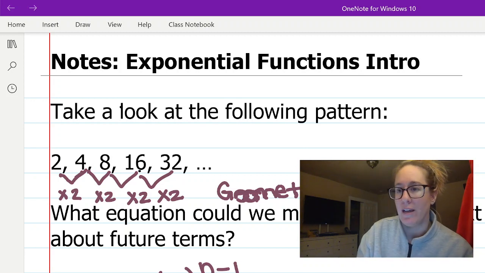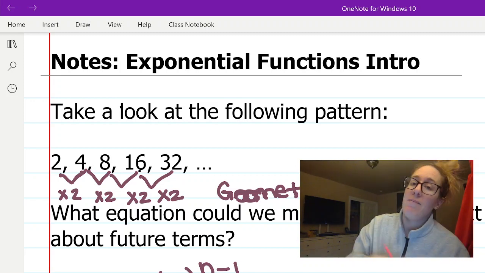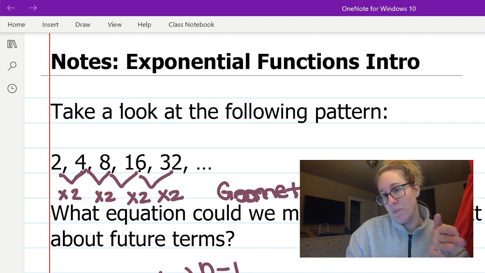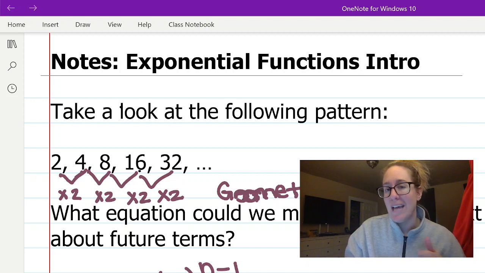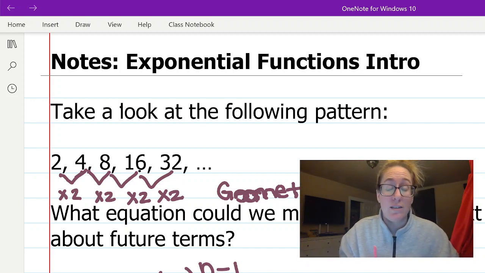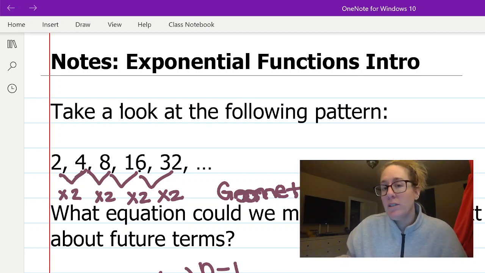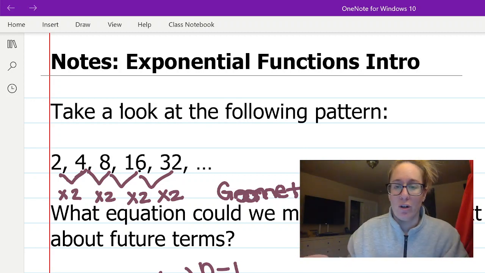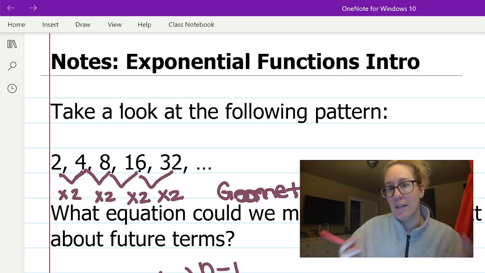Sequences, on the other hand, are not functions. They're not continuous, right? Because we know what's happening at term number 1 and we know what's happening at term number 2, but we don't know what's happening between term number 1 and term number 2. We don't know what's happening in between there, right? Because sequences don't have terms like 1.5. So this is something that we would say is not continuous.